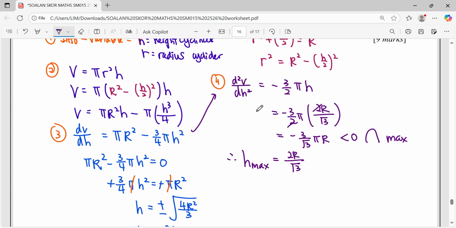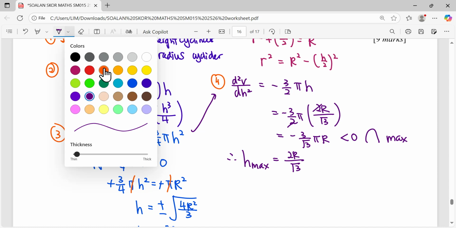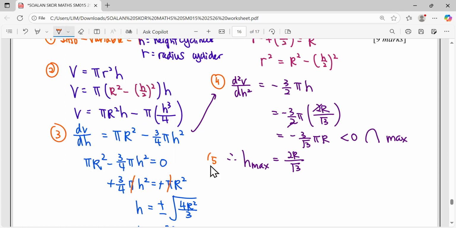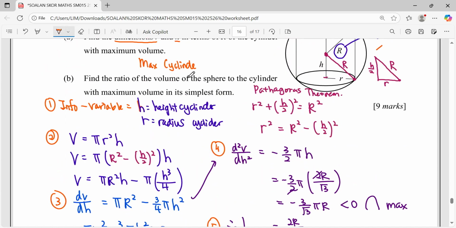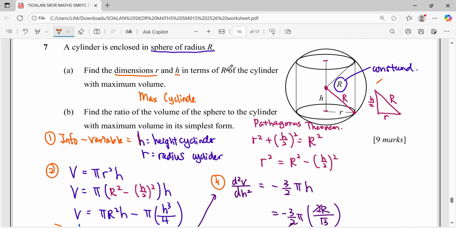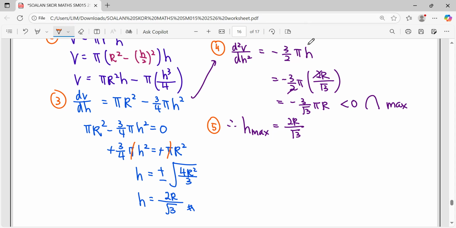So what are they asking you to do? The last step is answering the question. They ask you to find the dimensions R and H in terms of R when you have maximum volume. I already verified you have maximum volume, so H maximum is this. Then what is your R? So radius maximum is what?